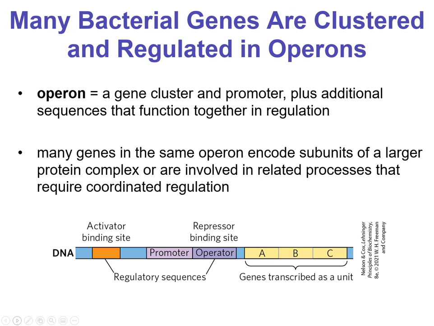Down below is an example of an operon. So you've got some kind of an activator binding site that's upstream of the promoter. Then there's the promoter, and then there's what's called an operator, and that's just a repressor binding site. Then after that, you've got all of your genes that are going to be transcribed as a unit. In bacteria, you'll often see polycistronic messenger RNAs, which means that it's just one long strand, and then you make a bunch of protein.